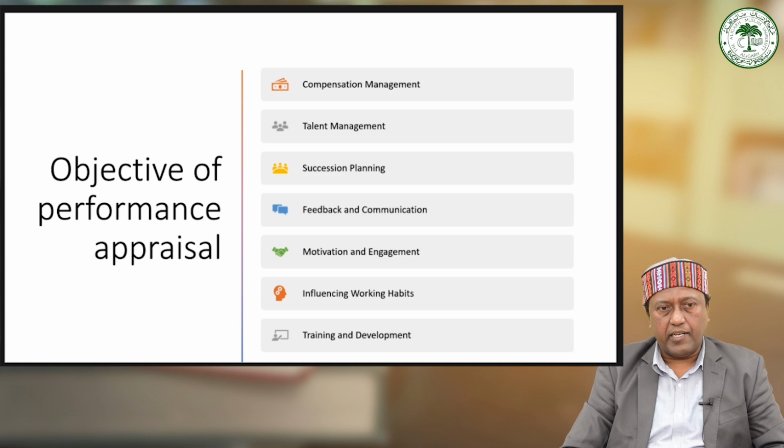Another objective is training and development. Performance appraisal helps organizations review the effectiveness of their training and development programs. By assessing employees' performance and skill gaps, organizations can tailor training initiatives to address specific needs and support employees' professional growth. Additionally, performance appraisal data can inform decisions about the future training programs and development opportunities.